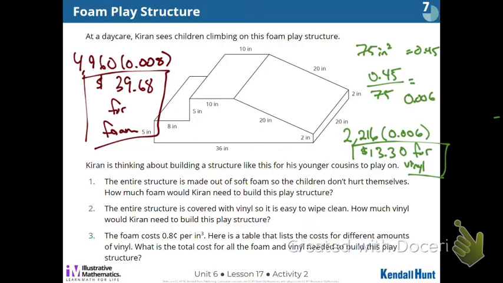So now if we want to know how much it cost total, I'm just going to add my $39.68 and my $13.30, and I get $52.98 total. It took me 8 hours, and I charge $100 an hour. I'm joking. Maybe there's some labor costs involved, but just materials, we're looking at $52.98.